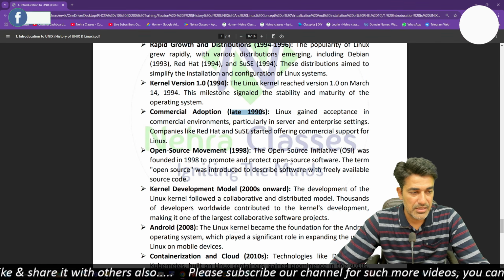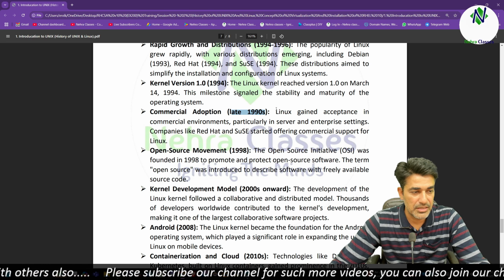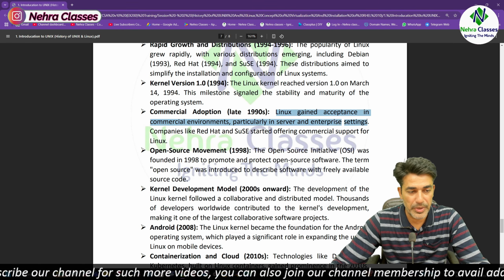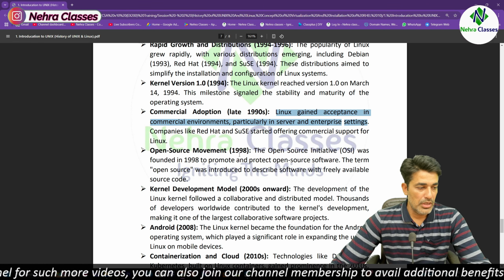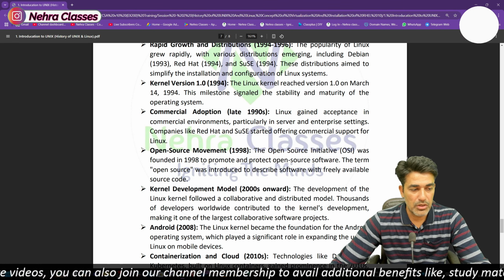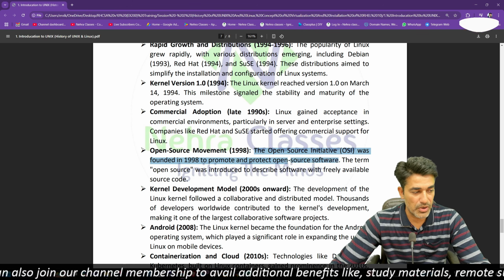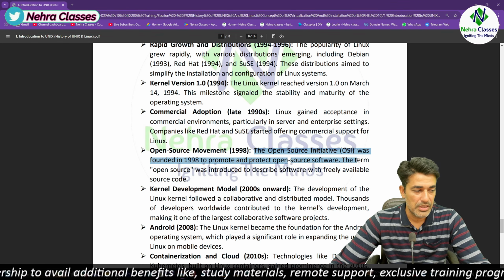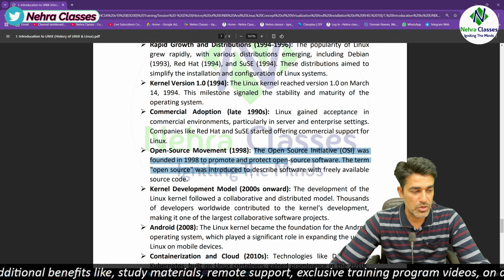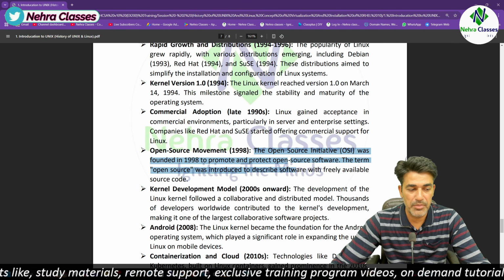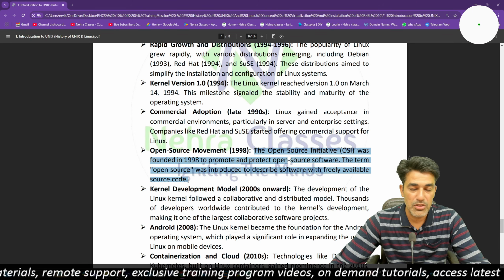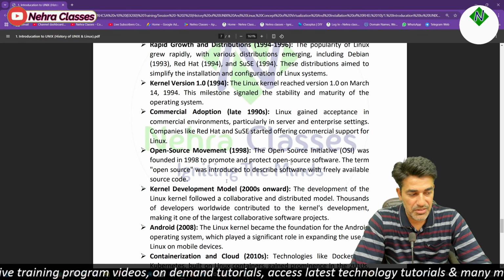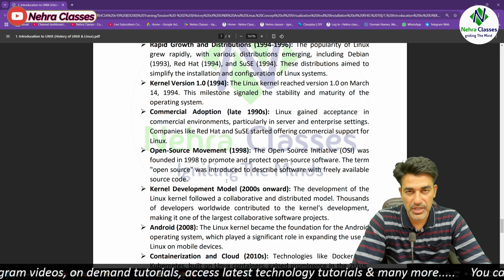In the late 90s, Linux gained popularity and acceptance in commercial environments, particularly in server and enterprise settings. In 1998, the Open Source Initiative, or OSI, was founded to promote and protect open source software. The term open source was introduced to describe software with freely available source code. So if open source is written somewhere, that means the source code is freely available to you.